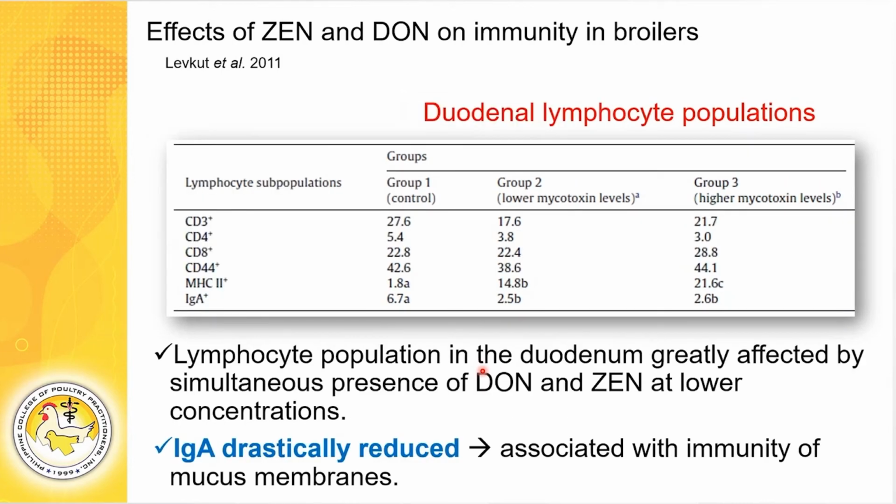If we move into the immune cell population in the duodenum, especially the lymphocytes, you can see that the different subtypes of lymphocytes were greatly affected by the presence of the two mycotoxins. And you can see also how the IgA, the immunoglobulin A, was actually drastically reduced already in the group that received a lower amount of mycotoxins. And IgA is associated with mucous membranes. So the mucus is a very crucial component of the immunity.